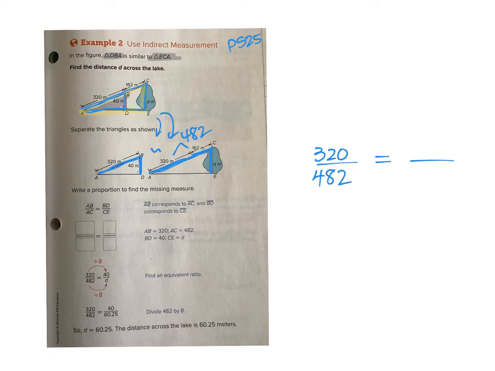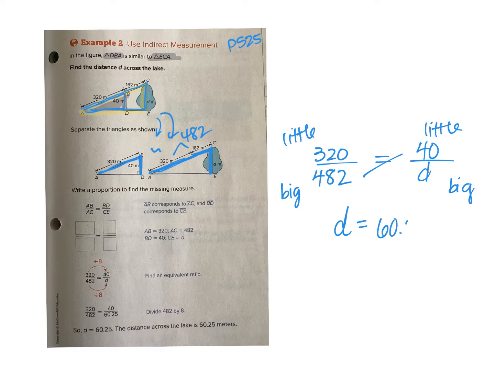And then I'll take this other side, 40. That corresponds to D. Notice how I started with the little triangle here, and then I went to the big triangle and the big triangle here. Now I can actually cross multiply and divide. So I'm going to take those two, 482 times 40, and then I'm going to divide by 320, and it looks like I end up with 60.25 meters. So that distance across the lake is 60.25 meters.